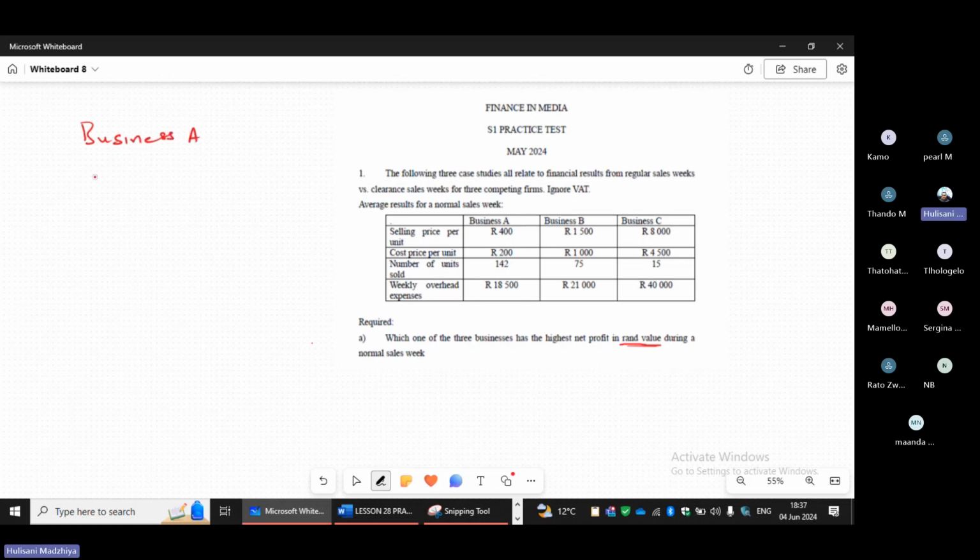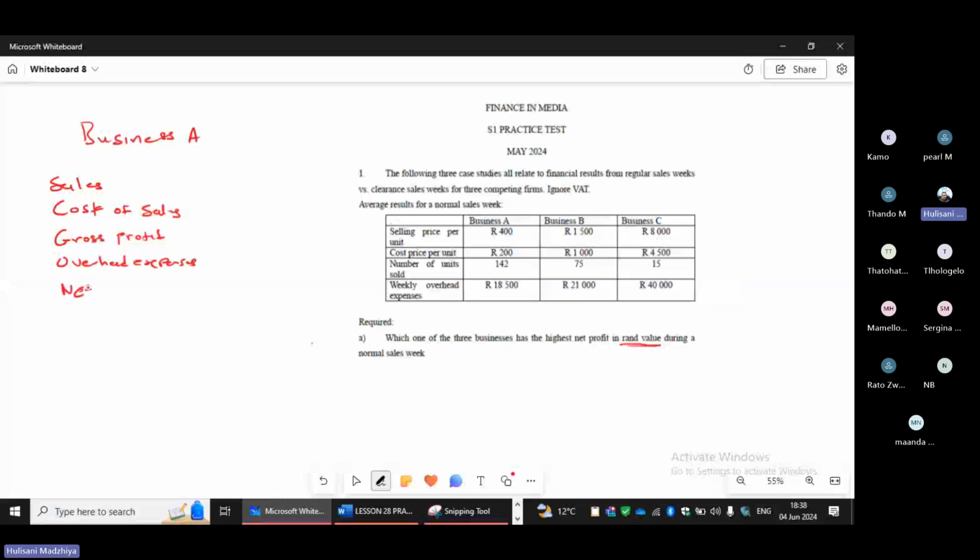So when we solve for business number A, we're going to use the income statement format. So we're going to need sales. We're going to need cost of sales. And then we're going to also have gross profit. And then we're going to have overhead expenses. And then after that, we're going to have net profit.